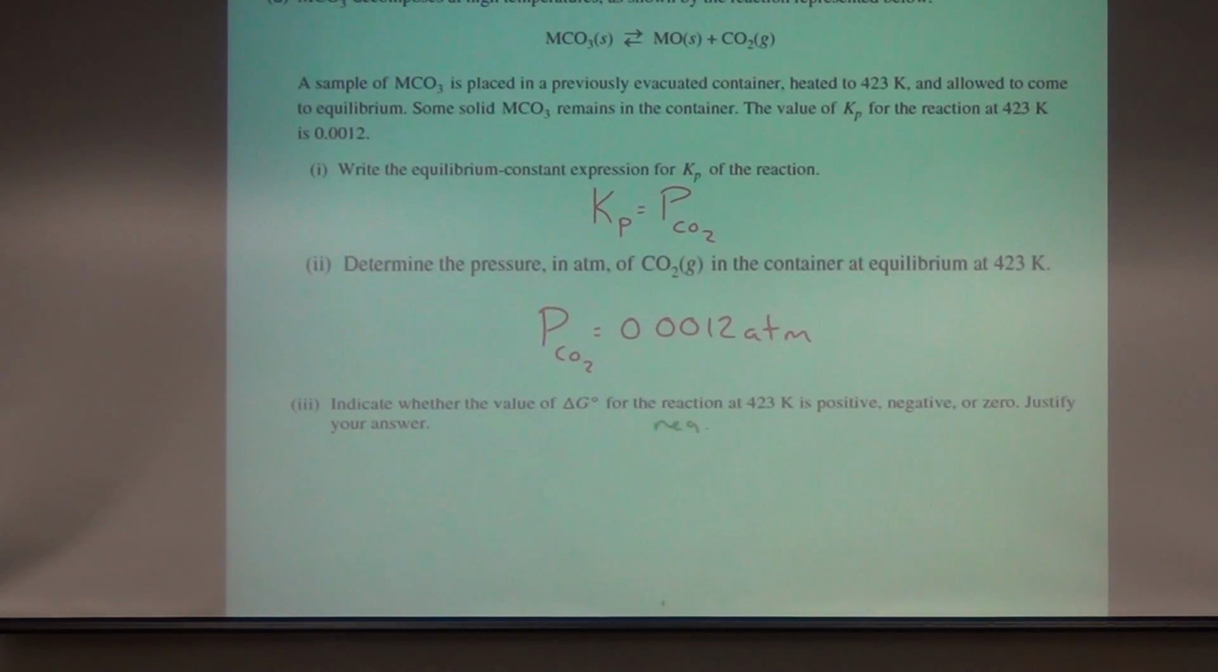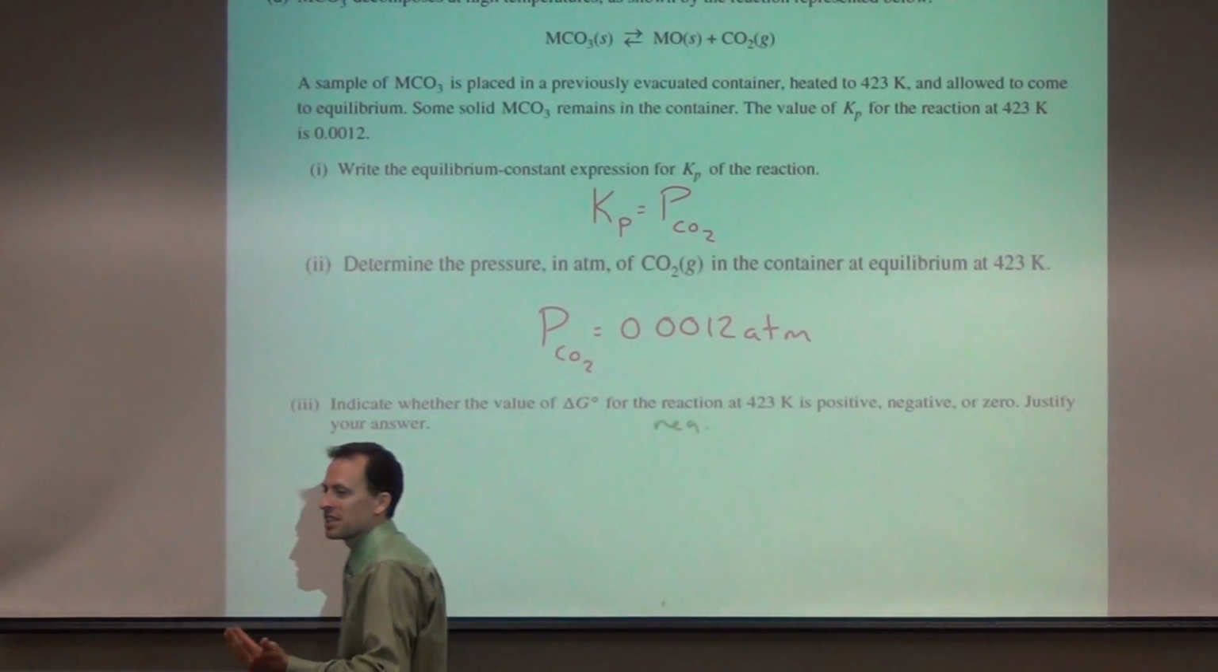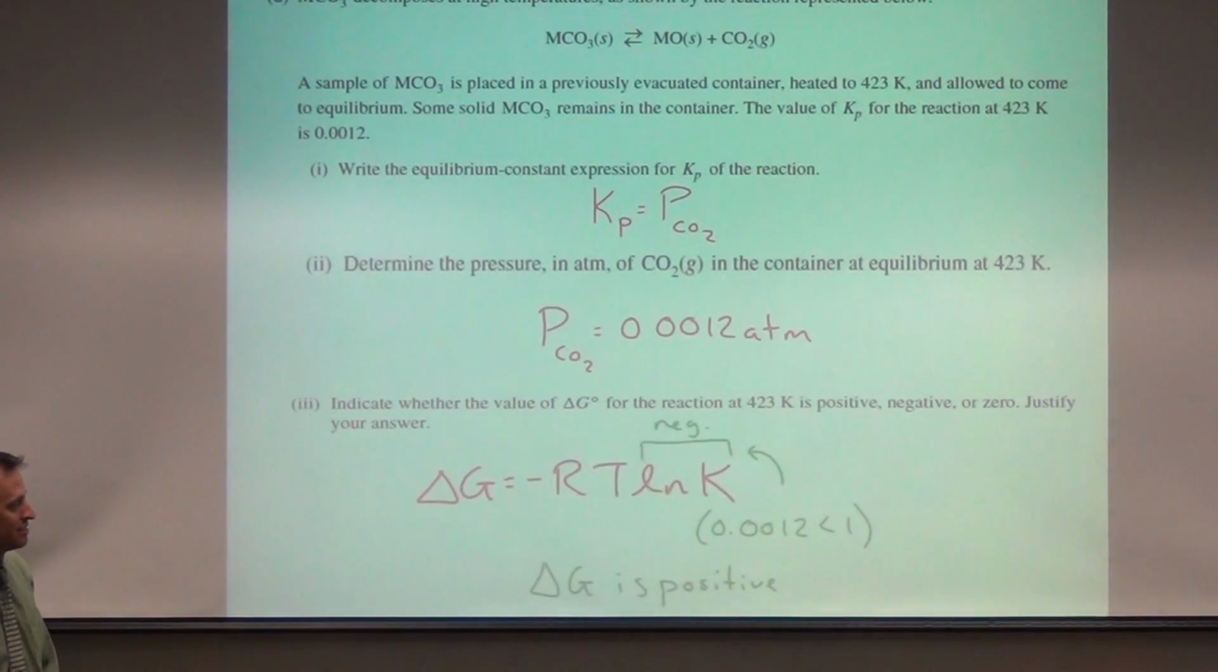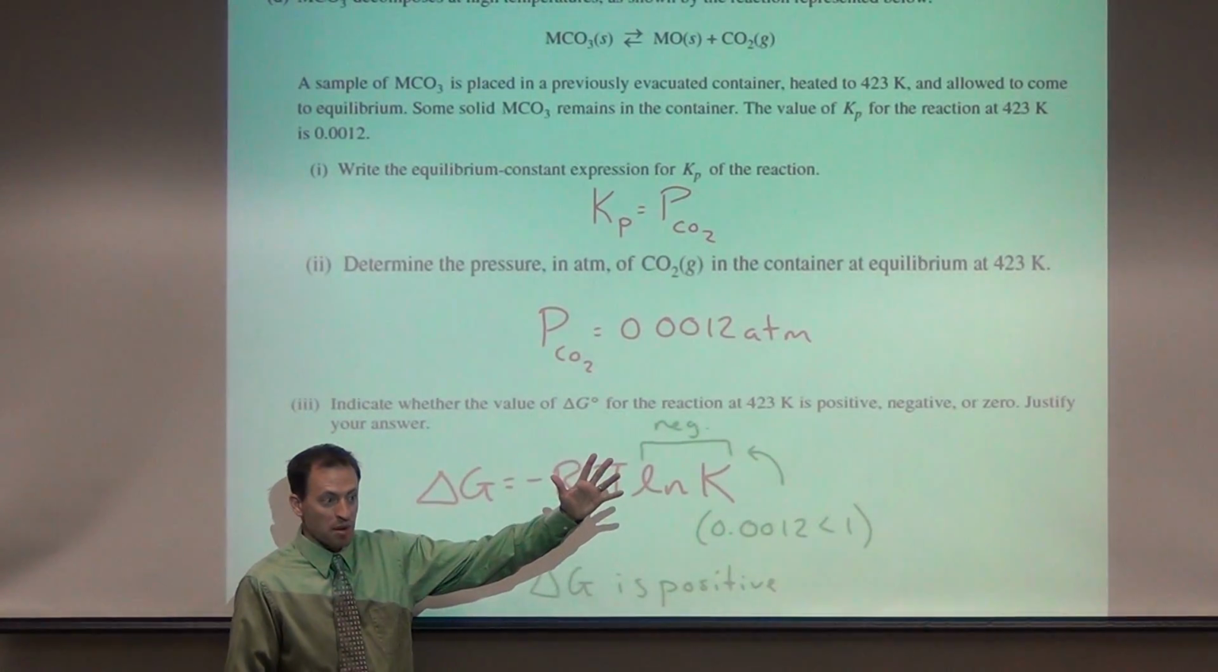Indicate whether the value of ΔG for the reaction is positive, negative, or 0. Justify your answer. Okay, so you sit back and go, I don't know. Reminder, every time something comes up with G, I'm looking at my yellow sheet. I'm looking at my yellow sheet, and what is the only thing, if I start looking through my yellow sheet, that they gave me? They gave me K. So this is how I did this. And you could just screw around with numbers.